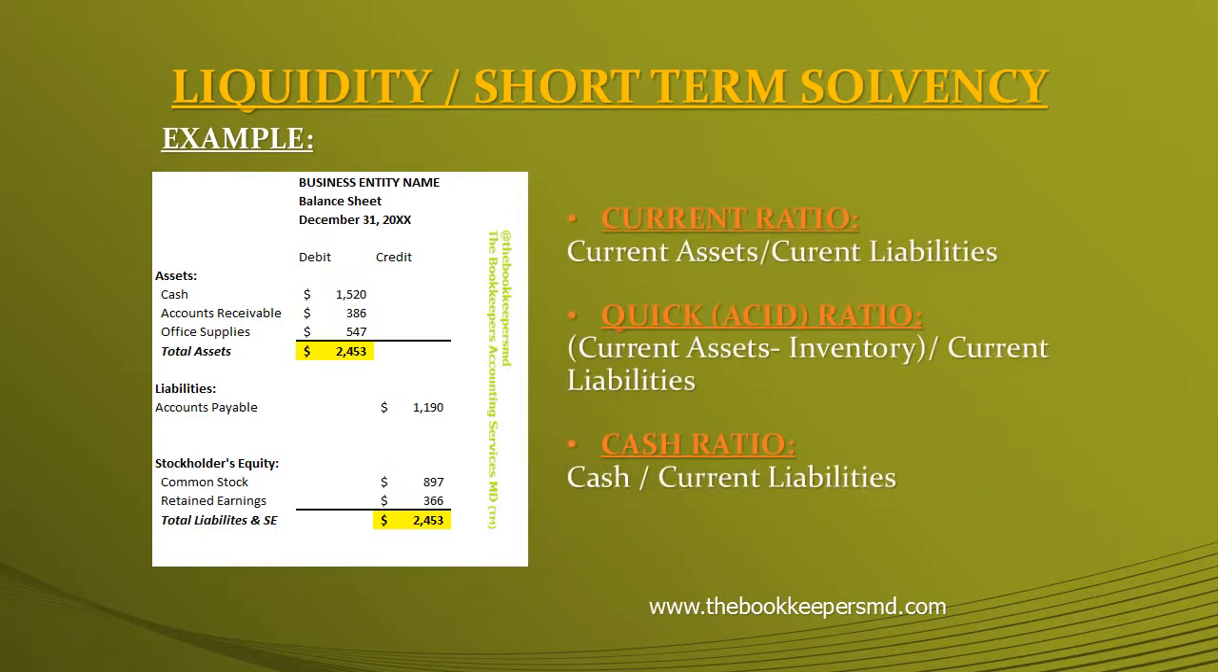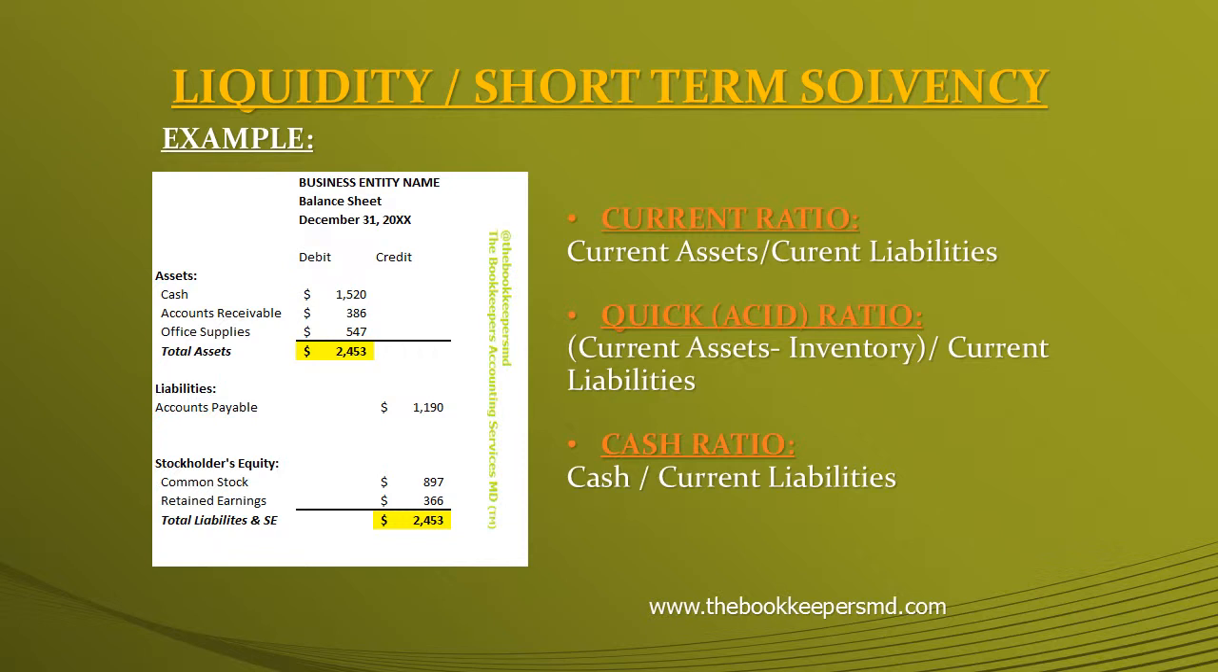The first liquidity ratio we will discuss is the current ratio. This is calculated by dividing current assets by current liabilities. This essentially tells us how liquid an entity is on a short-term basis and tells us how likely we are to have enough cash and other assets to pay our short-term debt.